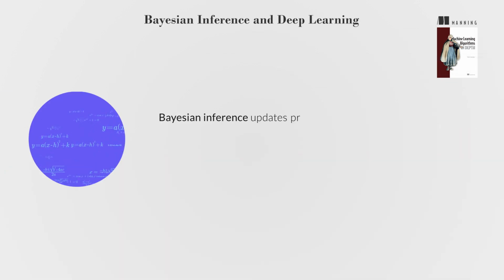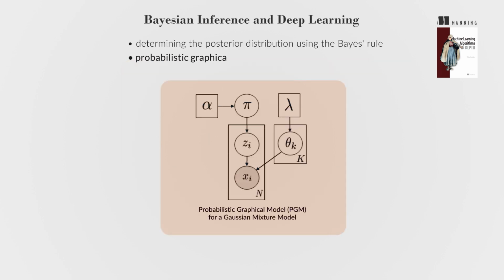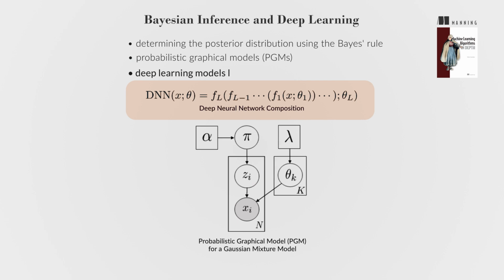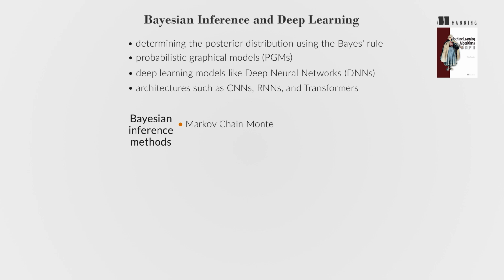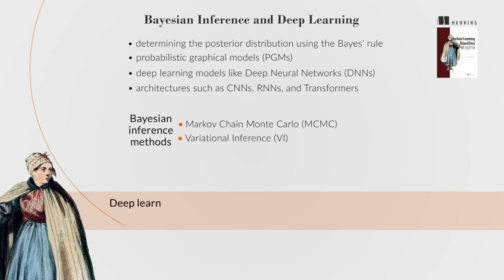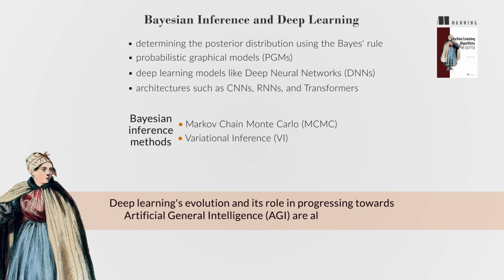Bayesian inference updates prior beliefs with new data using a probabilistic model. It involves determining the posterior distribution using the Bayes rule. Probabilistic graphical models, PGMs, and deep learning models like deep neural networks, DNNs, are explored, including architectures such as CNNs, RNNs, and transformers. Bayesian inference methods include Markov chain Monte Carlo, MCMC, and variational inference, VI. Deep learning's evolution and its role in progressing towards artificial general intelligence, AGI, are also discussed.